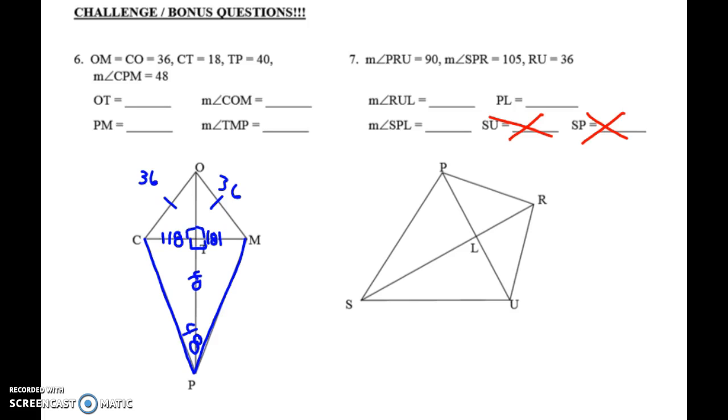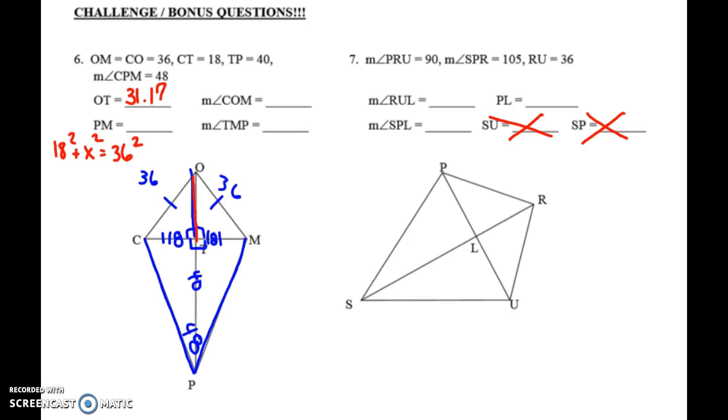So then it asks for OT, this one right here. So I could do Pythagorean theorem. So I would have done 18 squared plus x squared equals 36 squared. What did you get when you worked all that out for this one here? 31.17. Does everybody agree? 31.17?